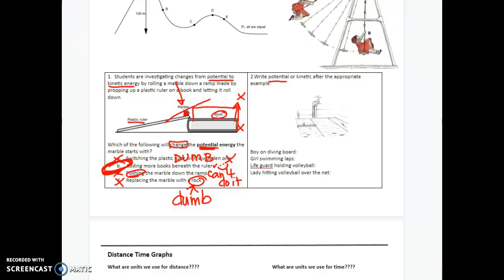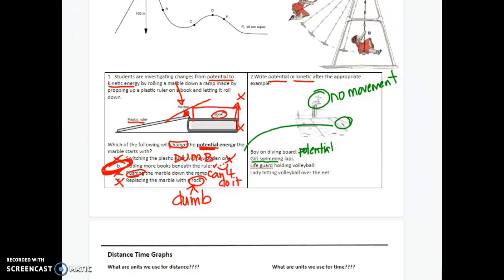Number 2, write potential or kinetic after the appropriate example. So we've got a little tiny swimming pool here. We've got a guy on a diving board. Is he moving? No, he is not. Is he high above the ground? Yes, he is. So he is definitely potential energy. He's just all that energy waiting to be released once he jumps off the board.